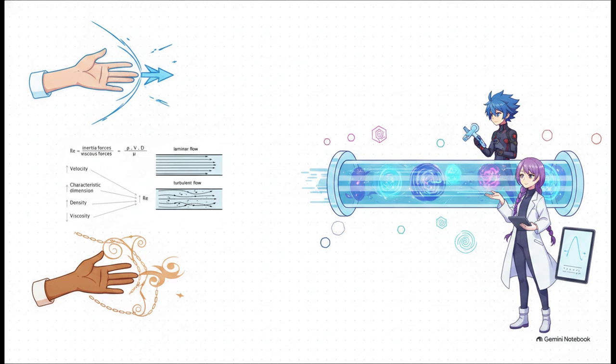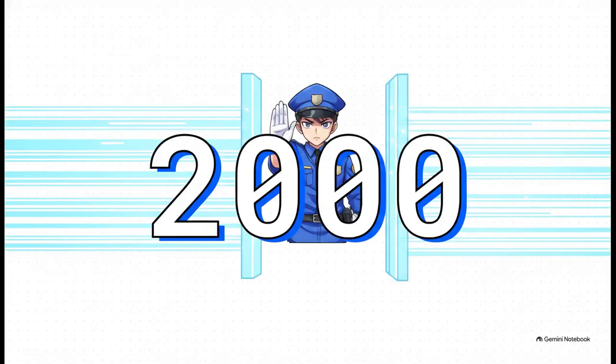The result of this ratio tells us if the flow inside the pipe is going to be smooth and predictable or totally chaotic. When that Reynolds number comes in below 2000, it means the viscous forces are dominant. They act like a strict traffic cop, keeping all the fluid particles perfectly in line. We call this laminar flow. It's a really smooth, straight line kind of motion, which you'll often see in slow-moving or highly viscous fluids.